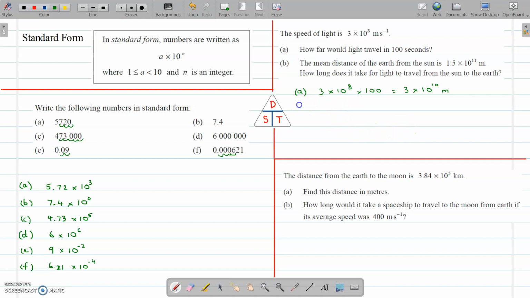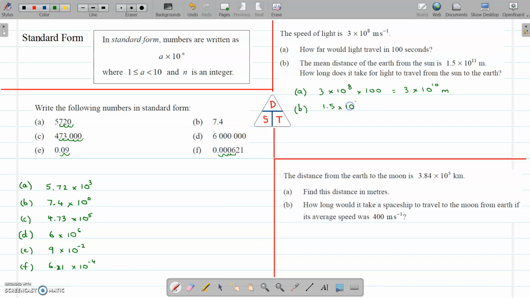Now part B, we have to work out the mean distance from the Earth to the Sun, which is 1.5 times 10 to the 11. So that's a distance. How long does it take for light to travel from the Sun to the Earth? Well, we know the speed of light and we know the distance it's got to travel. So to get the time, we need distance divided by speed. So the time is equal to the distance, which is 1.5 times 10 to the 11.